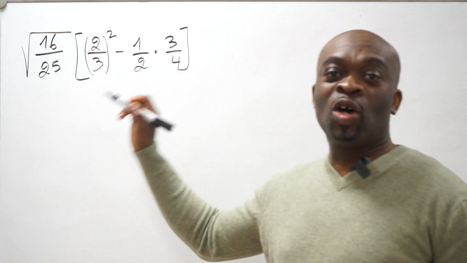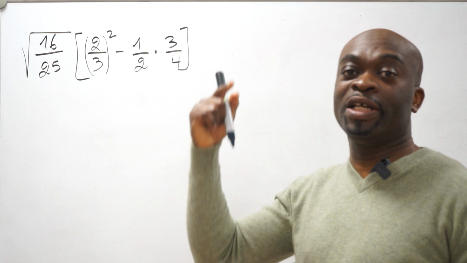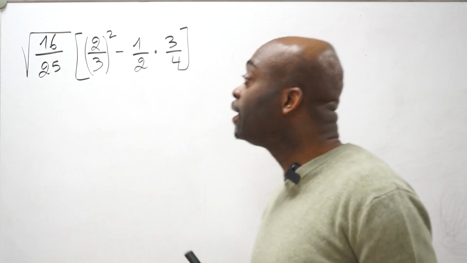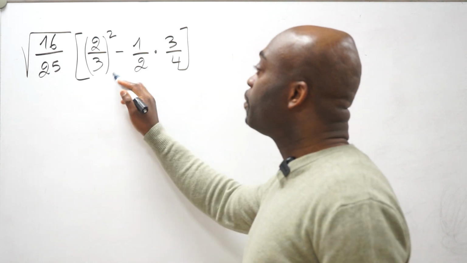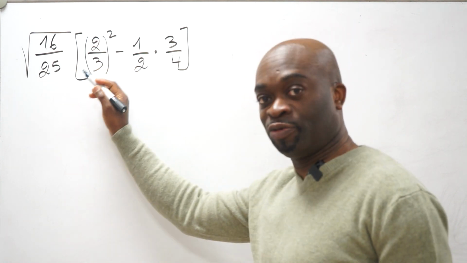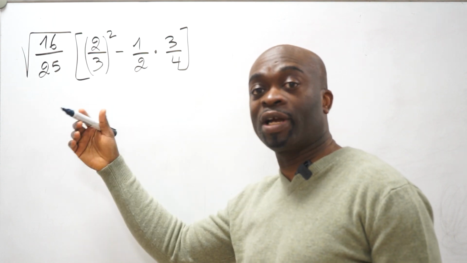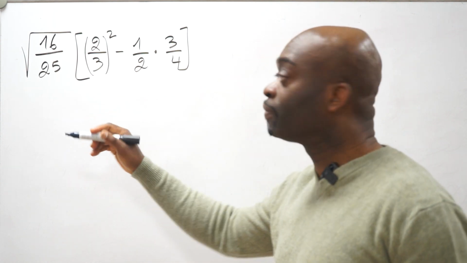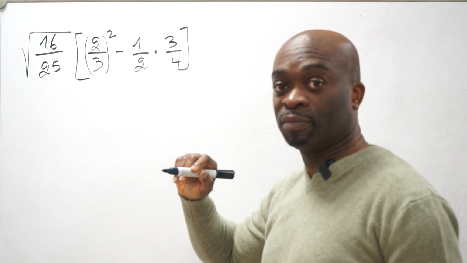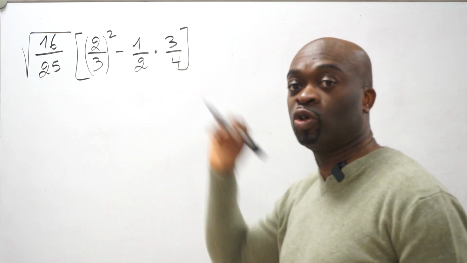So again, today we're talking about the BODMAS, PEMDAS rule: parentheses, exponents, multiplication, division, addition, subtraction. So here we have the square root of 16 over 25 times, because you guys should remember, when you have the bracket, the bracket does the same work as the parentheses. So that means multiplying by 2/3 squared, the whole fraction, minus 1 over 2 times 3/4, and then you close parentheses.